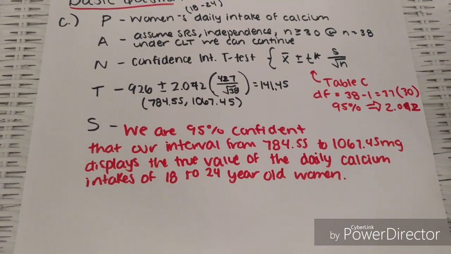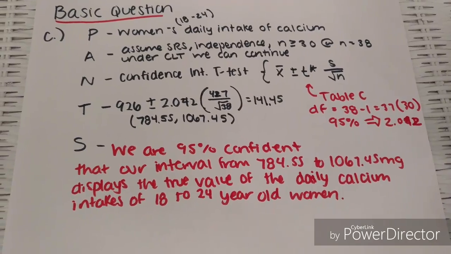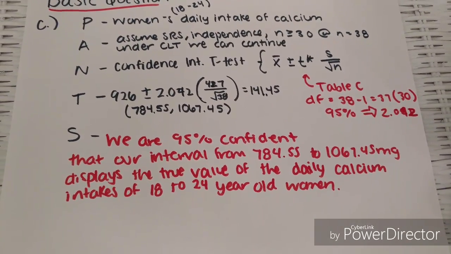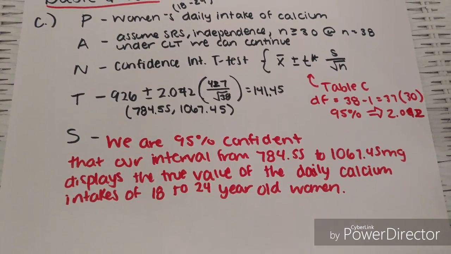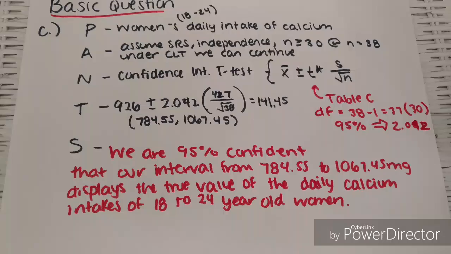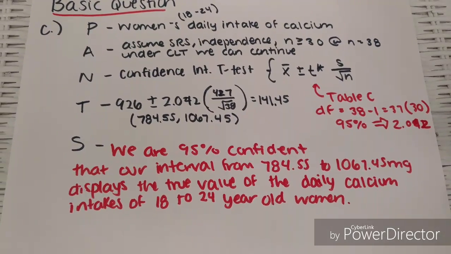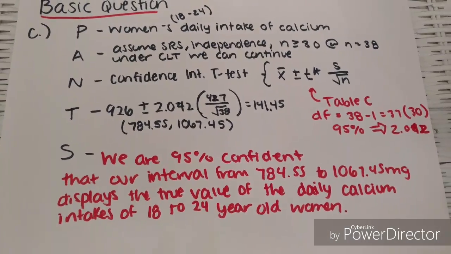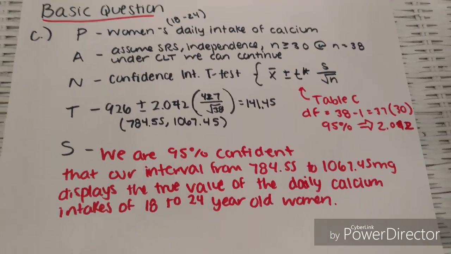So our statement: we are 95% confident that our interval from 784.55 to 1067.45 milligrams captures the true value of the daily calcium intakes of 18 to 24-year-old women. It captures the true mean of these women.